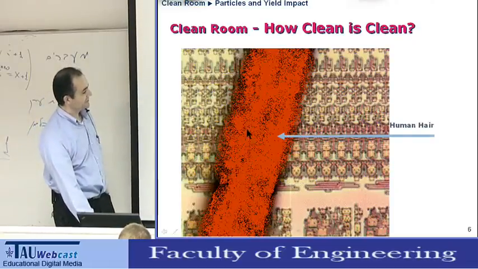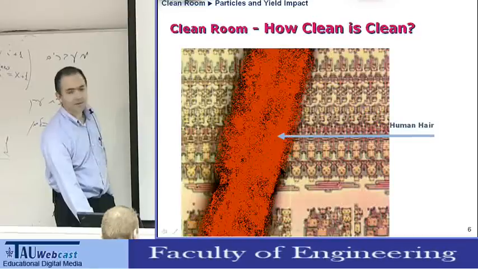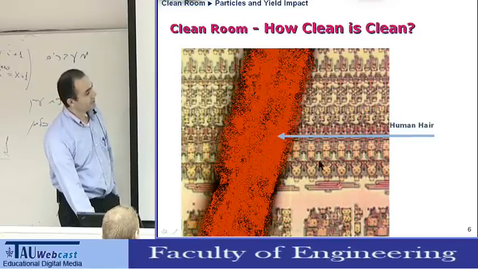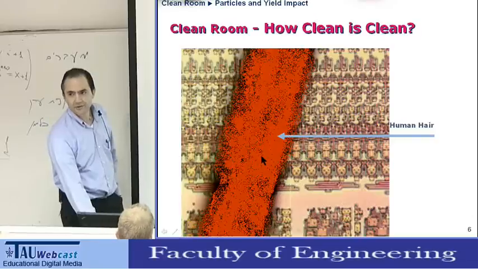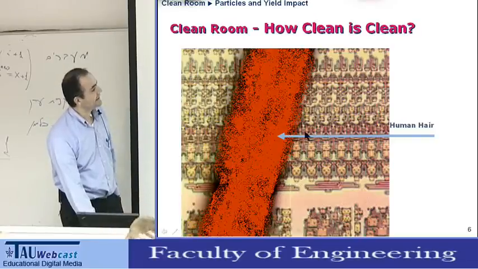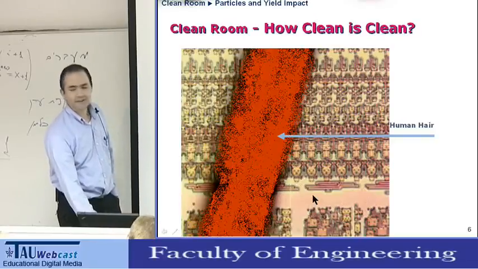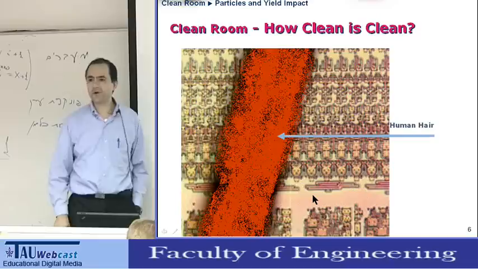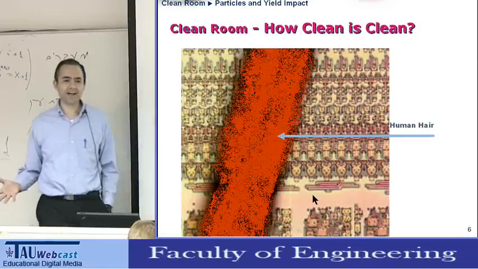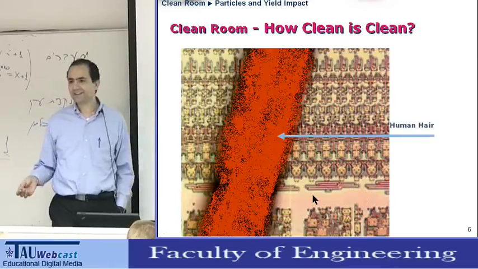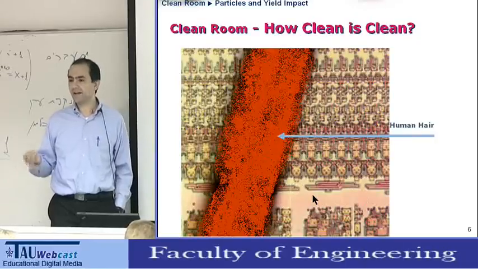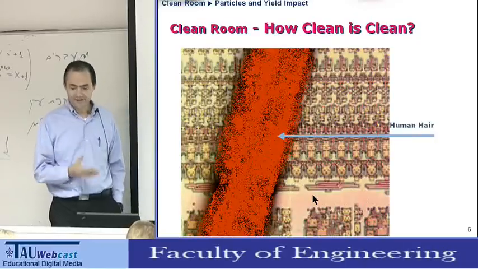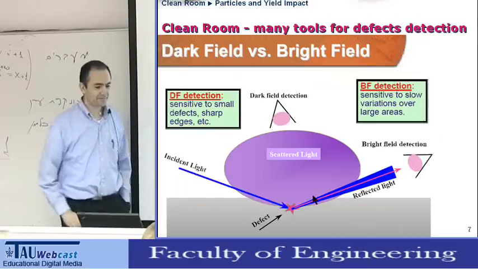So this is a human hair under a microscope on top of a wafer. So you can clearly see that one human hair on top of a wafer will kill quite a lot of circuits. So there's no way we can allow not a hair, not part of a hair, and not even a particle 1,000 times smaller than a hair to be on the wafers.